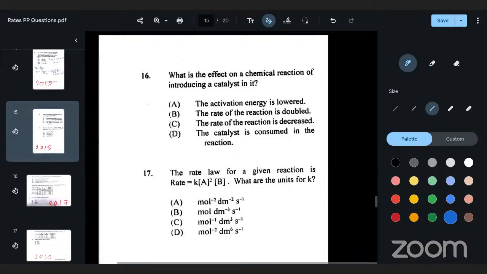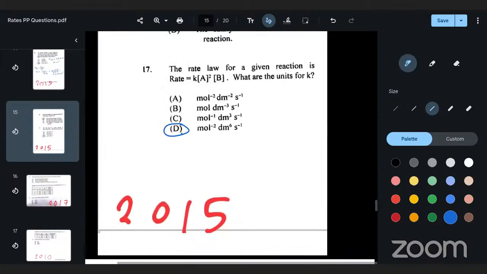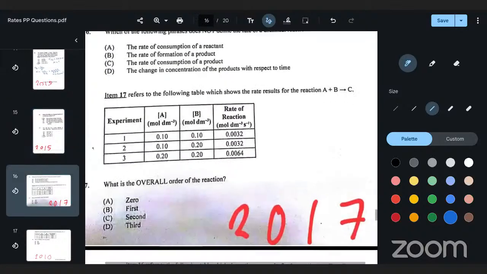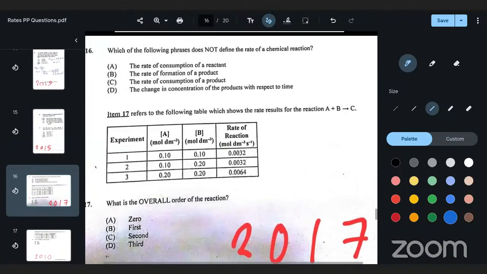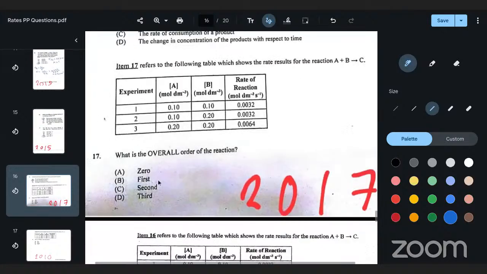What is the effect on a chemical reaction of introducing a catalyst? A, sir. Right. Again, we have a repeat here, the same D for the answer. This was 2015, and this was a repeat. What was the answer again for this? B, formation of product. Repeat again. This is a lot of repeats.